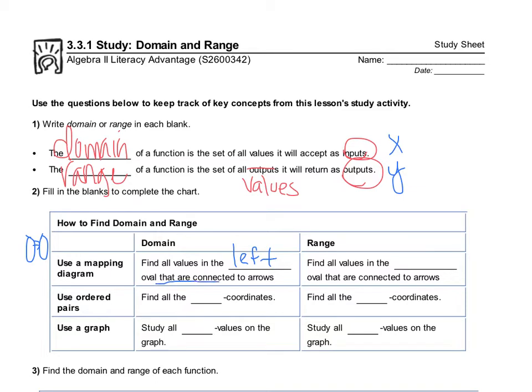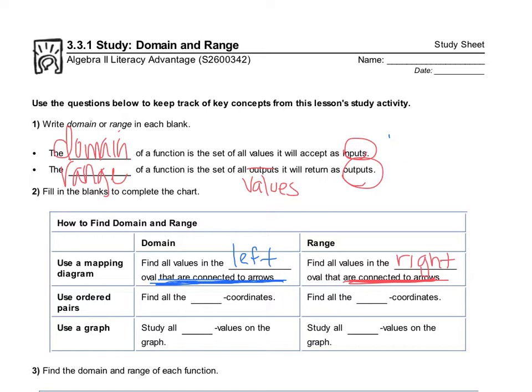that are connected to arrows. That's very important, okay? That are connected to arrows. I'll go ahead and explain the next part, and then I'll explain what that means. To find the range for a mapping, you find all values in the right oval that are, again, connected to arrows.